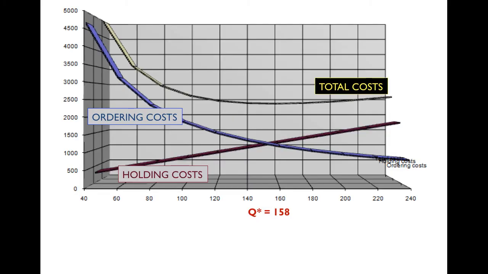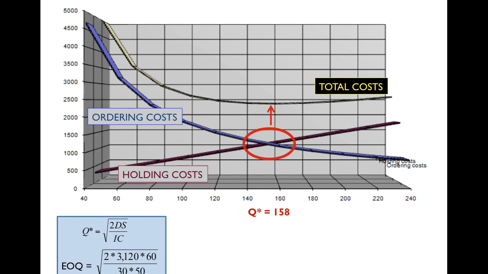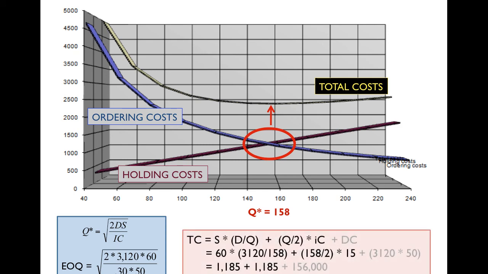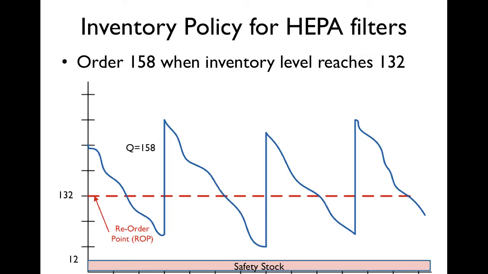So what's our overall inventory policy? Now from the EOQ video, we knew how much to order was going to be 158 units. This is still all the EOQ information from before. So our policy is going to be order 158 when the inventory level reaches 132. And now you can sort of see this represented graphically. The pink at the bottom there is the safety stock, that extra 12 units.